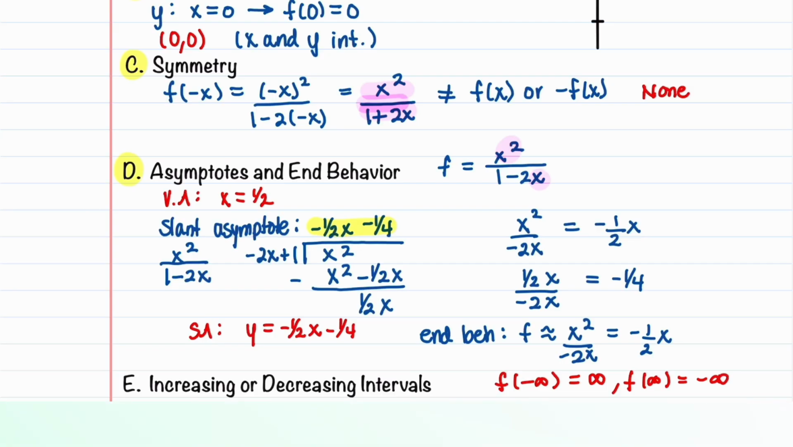So our graph is going to be going up as we go to the left, and as we go to the right, our graph is going to be going down.